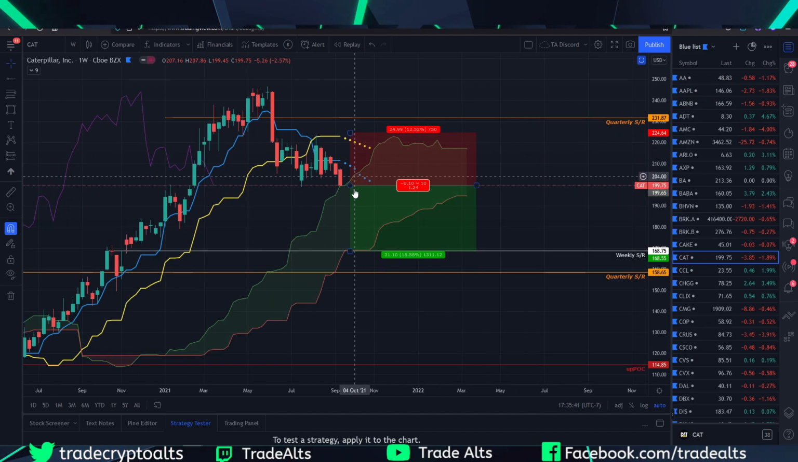Okay, so here is your trade setup. This is a short trade, meaning that we're shorting Caterpillar, hoping that price is going to continue lower. That way we can exit our trade and profit.